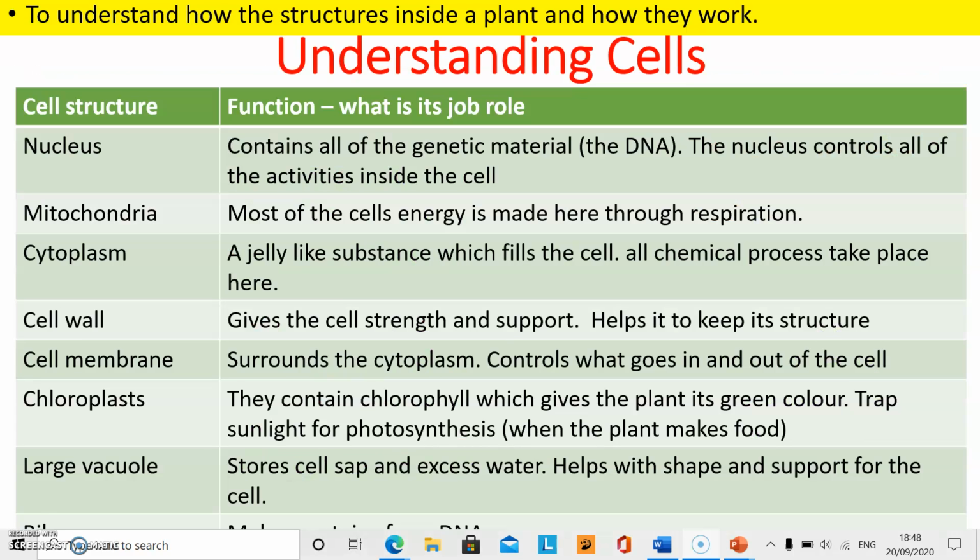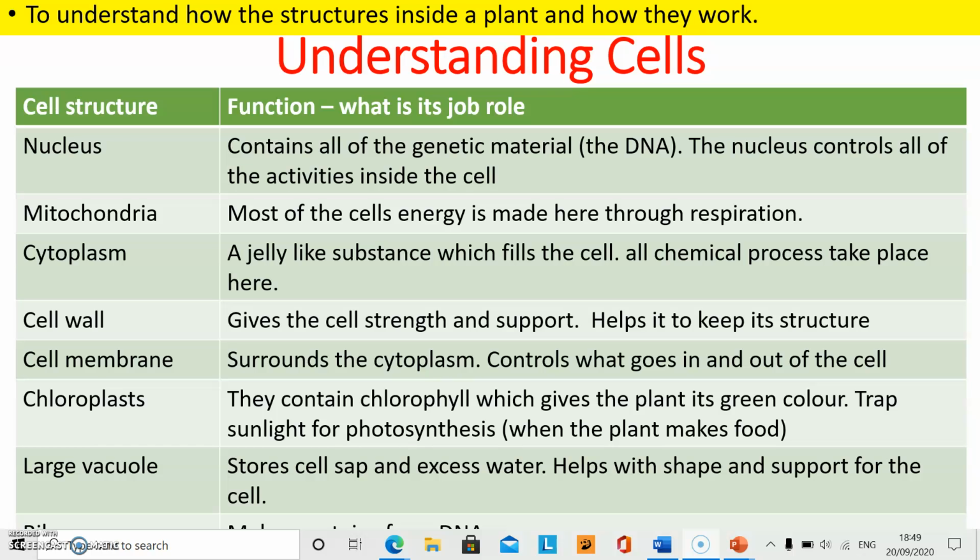The nucleus, same as the animal cell. This is where we find all the genetic material, or the DNA, and it controls all of the activities inside the cell. The mitochondria, same as the animal cell. This is where a chemical reaction called respiration takes place, and cells make their energy. Cytoplasm, same as the animal cell. It's a jelly-like substance which fills the cell, and this is where the chemical reactions take place.